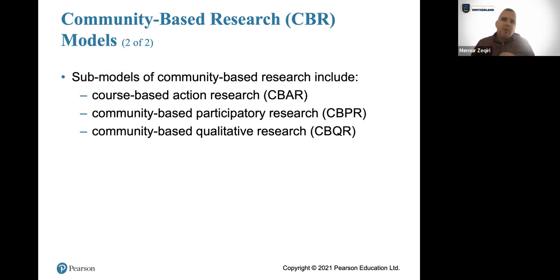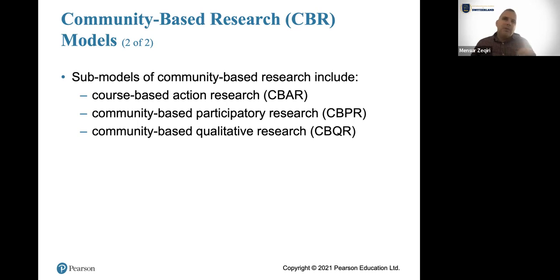And then we have the community-based participatory research. And this also employs a collaborative as well as partnership approach to conduct research. In these cases, the communities are acknowledged for their strengths and resources, and these strengths and resources are then used as a foundation for this kind of research project.